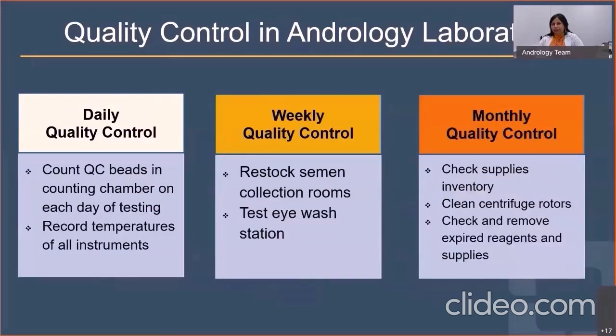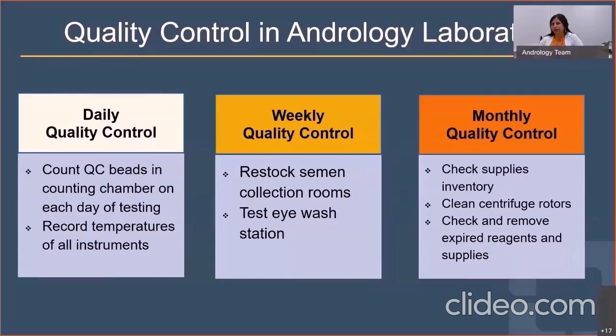Each lab has to set up the quality tasks. So each lab can set up schedules for daily quality control, weekly quality control, and monthly quality control. I've just provided a few examples. Our daily quality control is the first thing we do in the lab: count the QC beads, which are the quality control beads for sperm concentration in a counting chamber. Once we meet the criteria for accuracy, the lab is ready for testing for that day.